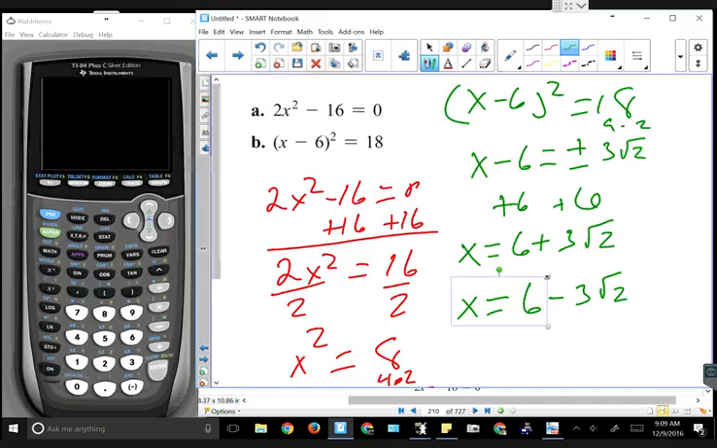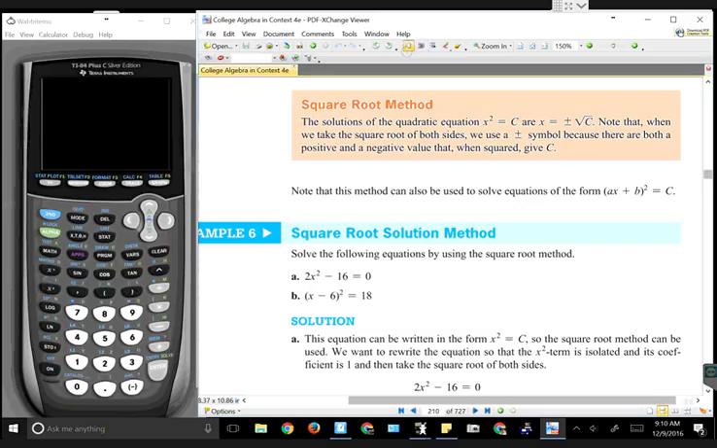But again, this is nothing new. You've seen this idea before. You take the square root of one side, then it has to be plus and minus. So, let's see. Anything else of interest? Yes.